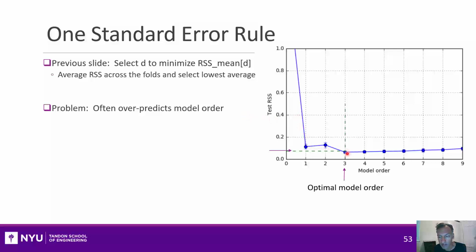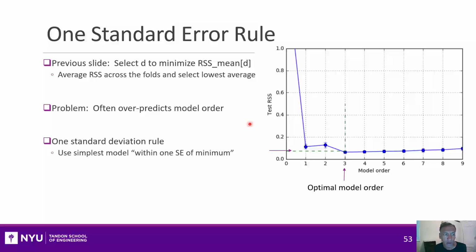Because you can get a situation like we had here, that the lowest is 3, but the average test error on model order 4 or 5 or 6 is not that much higher. It's only going up very slowly. So if there was a little bit more randomness in the data, you could actually slightly over-select the model order. To get around this, you want to tend to be a little more conservative in selecting high model orders.